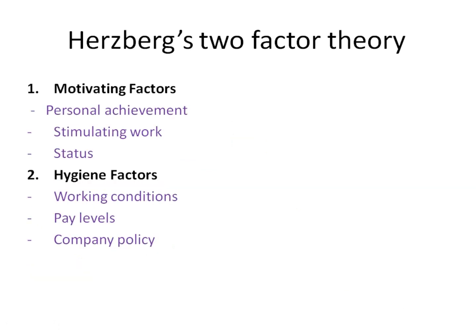Herzberg's two-factor theory. So he's really got two factors. He was also a psychologist. There are some similarities between his and Maslow's theories. They both argued that certain needs need to be satisfied in order to motivate people. But Herzberg goes further. In terms of motivating factors, it's personal achievement, stimulating work, and three others, which are responsibility, praise and recognition, and promotion. So these will encourage motivation, but only if the hygiene factors are satisfied beforehand.